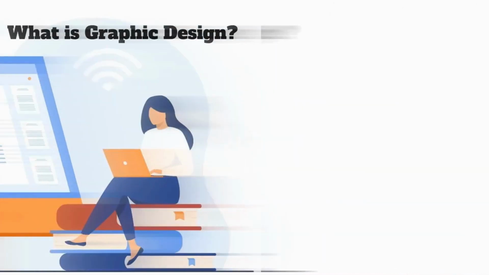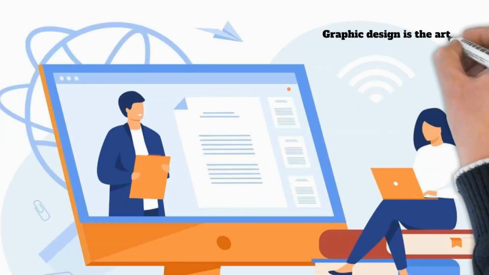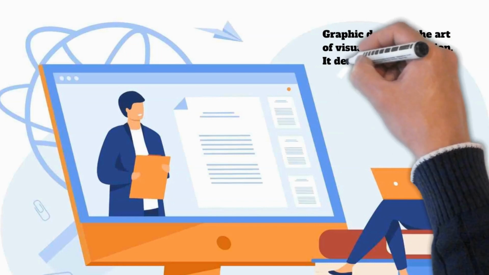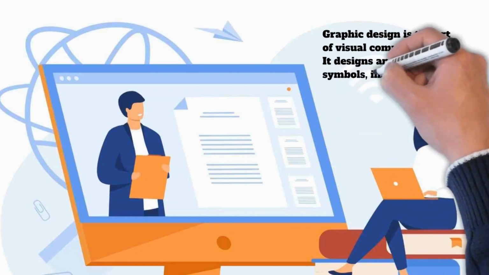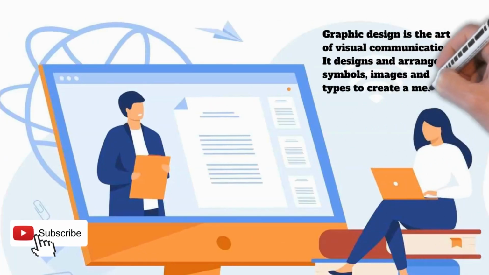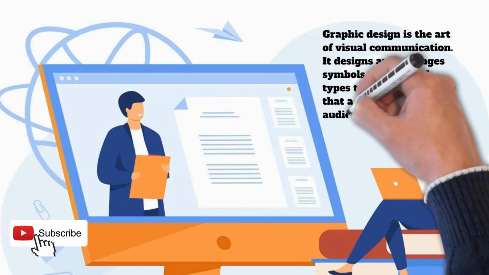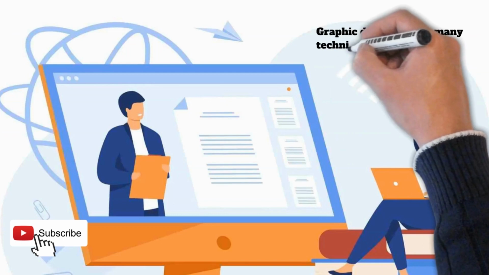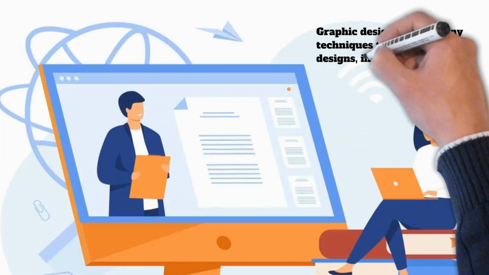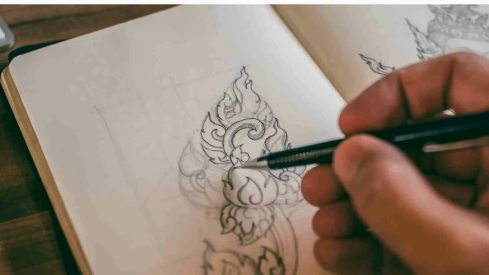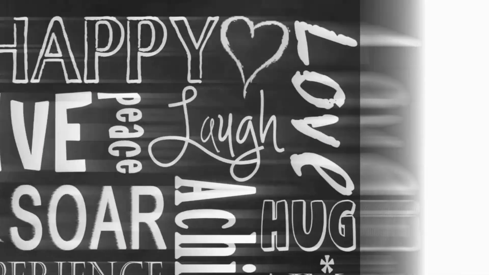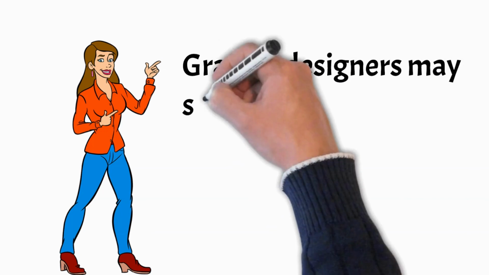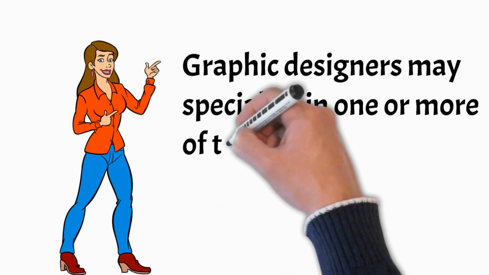What is graphic design? Graphic design is the art of visual communication. It designs and arranges symbols, images and types to create a message that a particular audience can read. Graphic designers use many techniques to create their designs, including drawing, painting, typography, photography, and computer graphics. Graphic designers may specialize in one or more of these techniques.